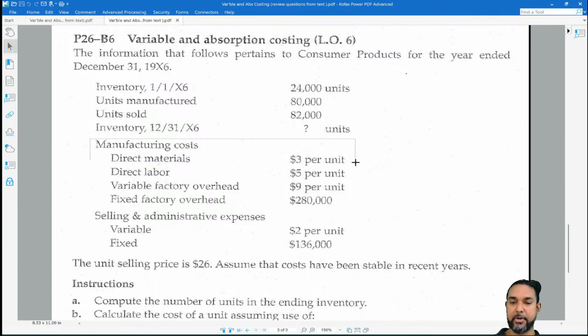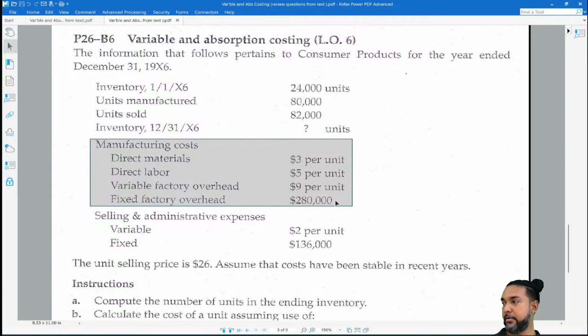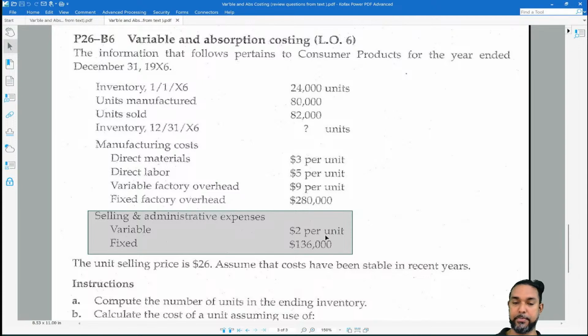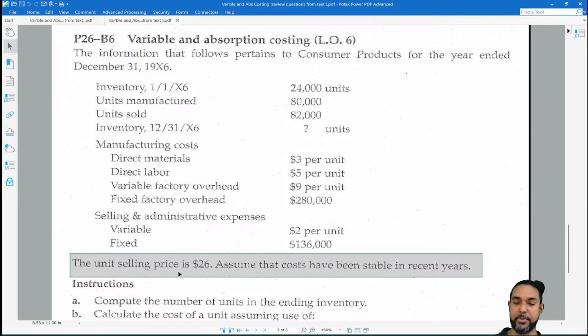Now manufacturing costs. We have direct materials, direct labor, and variable factory overhead of $3, $5, and $9 per unit respectively, and a total fixed factory overhead of $280,000. To find the fixed factory overhead per unit, it will be per unit manufactured, and we manufactured 80,000, so you divide those two figures. Then we have selling and admin: variable cost $2 per unit, fixed cost $136,000. The unit selling price is $26. Assume that costs have been stable in recent years.